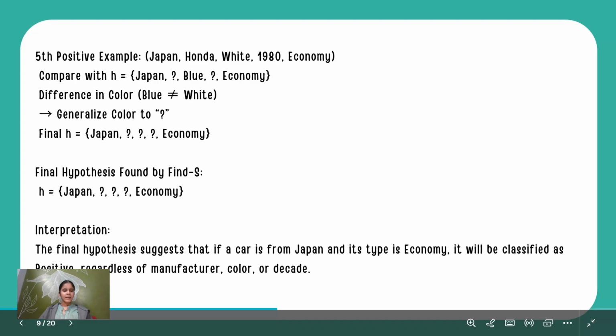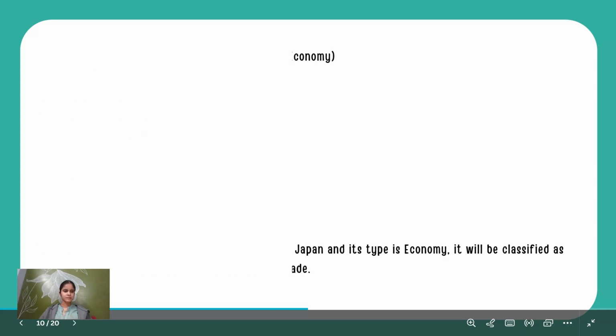So, the final hypothesis suggests that if the car is from Japan and its type is economy, it will be classified as positive regardless of manufacturer, color, or decade. So, now move to the next question.